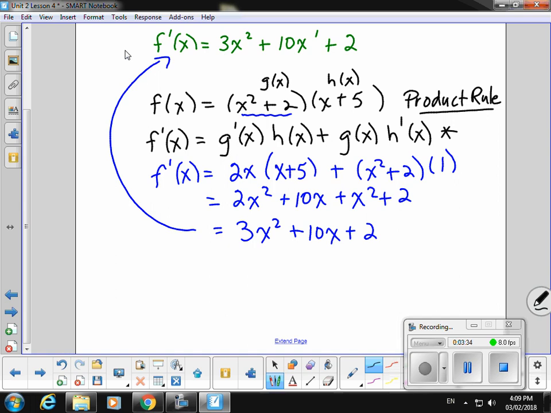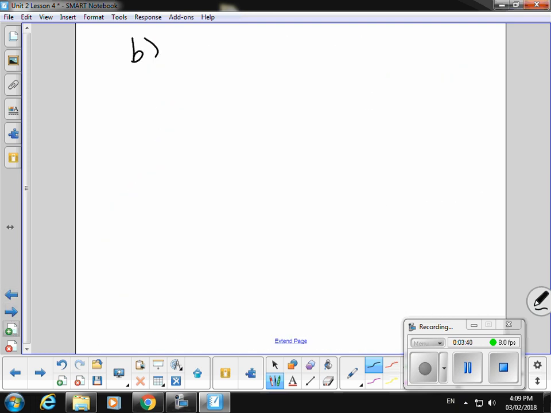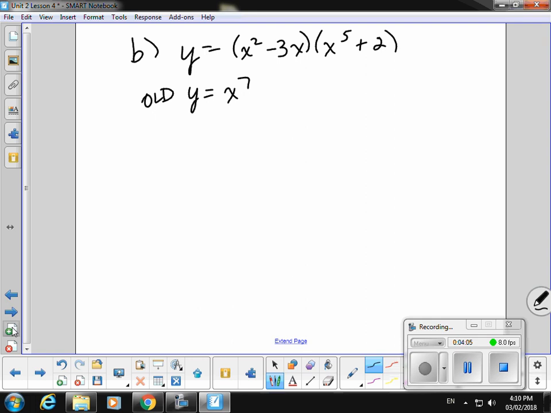The second one was, oops, sorry, b. y equals (x squared minus 3x)(x to the 5 plus 2). So the old way is to take my function first and expand it, and then use the derivative rule. So foiling, I have x to the 7 plus 2x squared, subtract 3x to the 6th, minus 6x.